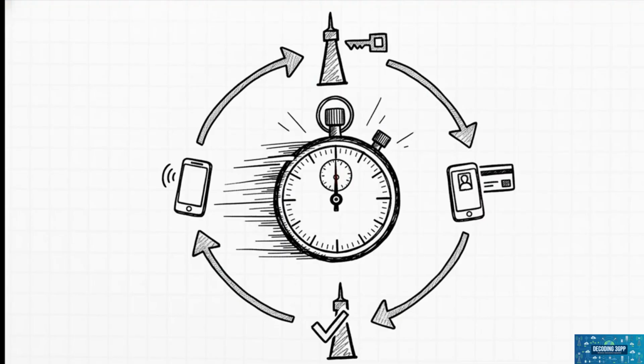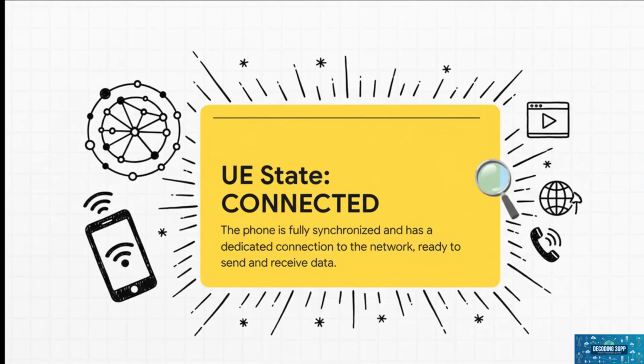And I really can't stress this enough. This entire back and forth conversation with its random waves, its resource scheduling, its collision solving, it all happens in just a few milliseconds. That's faster than you can blink. It's an incredibly complex dance that your phone performs flawlessly every single time. The end result of all this is that the phone enters what's called the connected state. It's not a stranger in the crowd anymore. It's fully synced up, it has a dedicated line to the network, and it's ready for you to start streaming, browsing, and calling.